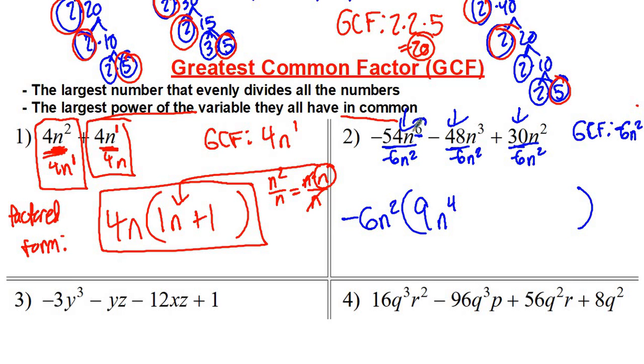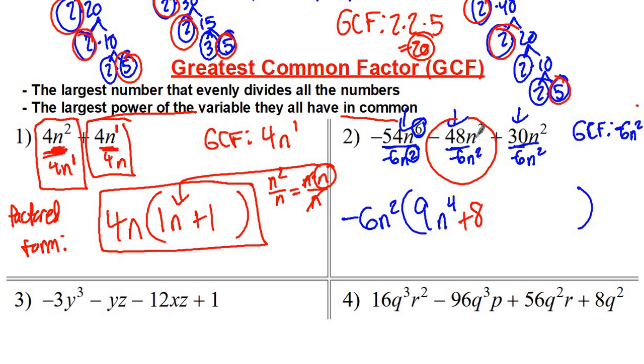And by the way that we're getting that is just taking that top exponent and subtracting the bottom exponent. 6 minus 2 would be 4. Negative 48 divided by negative 6, so we're looking at this one right here. Negative 48 divided by negative 6 is positive 8.